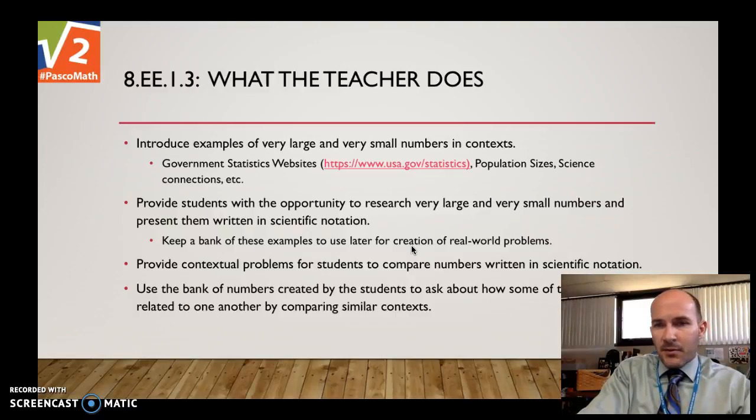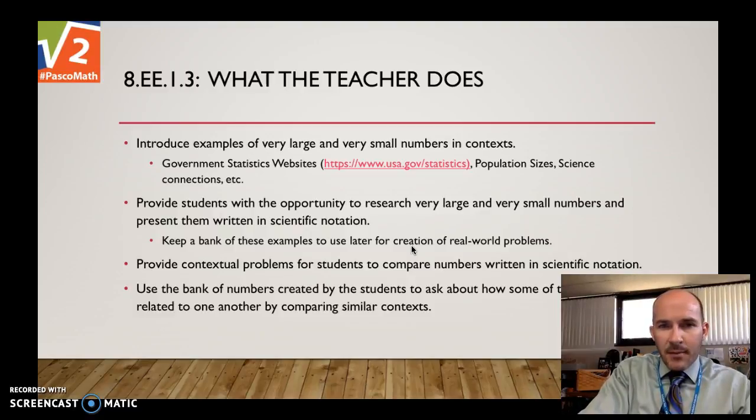Provide students with the opportunity to research on their own very large and very small numbers and present them in written and scientific notation. You might want to keep a bank of these to use later when we create maybe some word problems from their examples, which would be a very cool experience for the students.